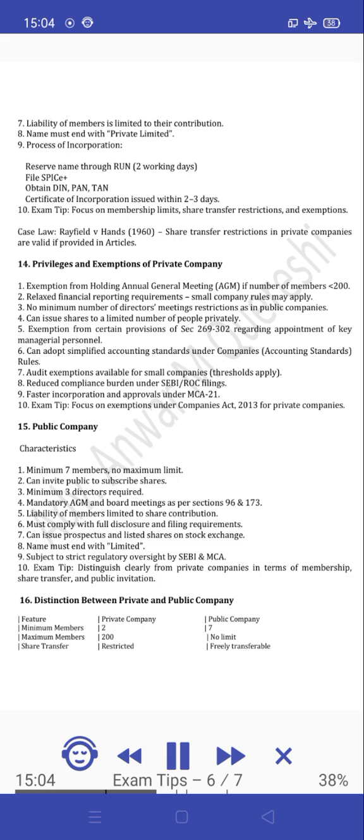10. Exam tip. Focus on membership limits, share transfer restrictions, and exemptions. Case law. Rayfield vs. Hands, 1960. Share transfer restrictions in private companies are valid if provided in articles.